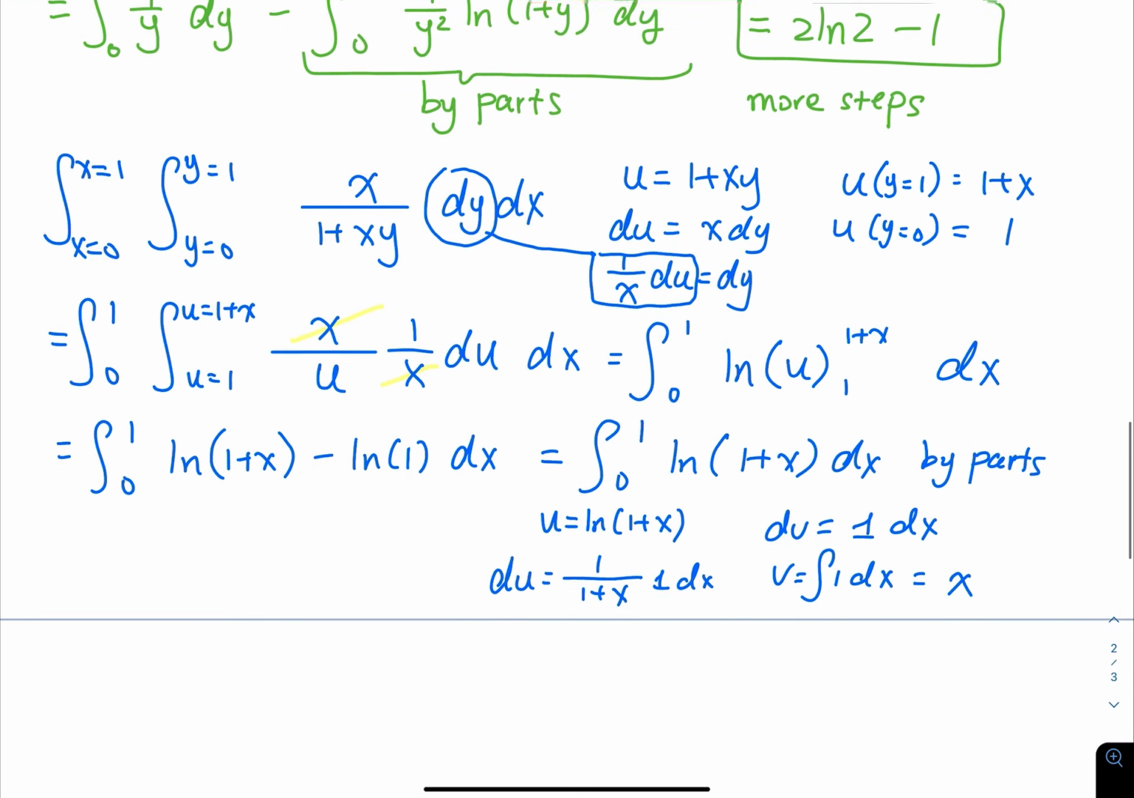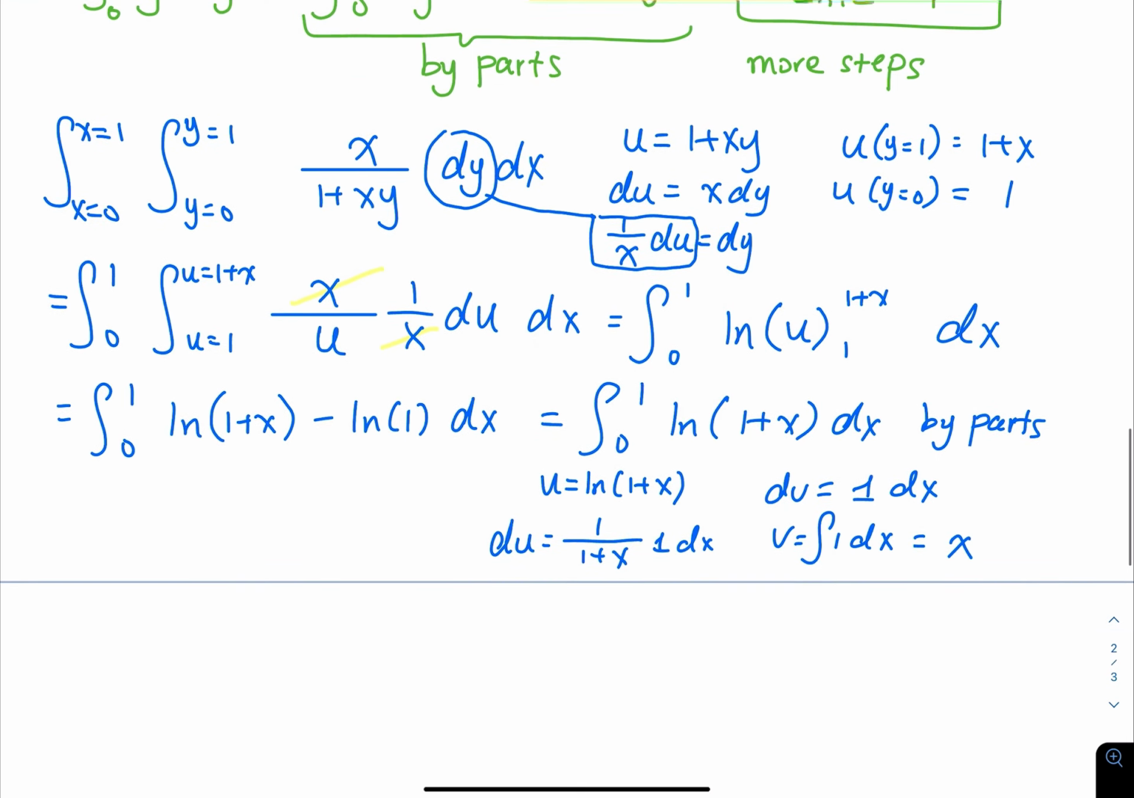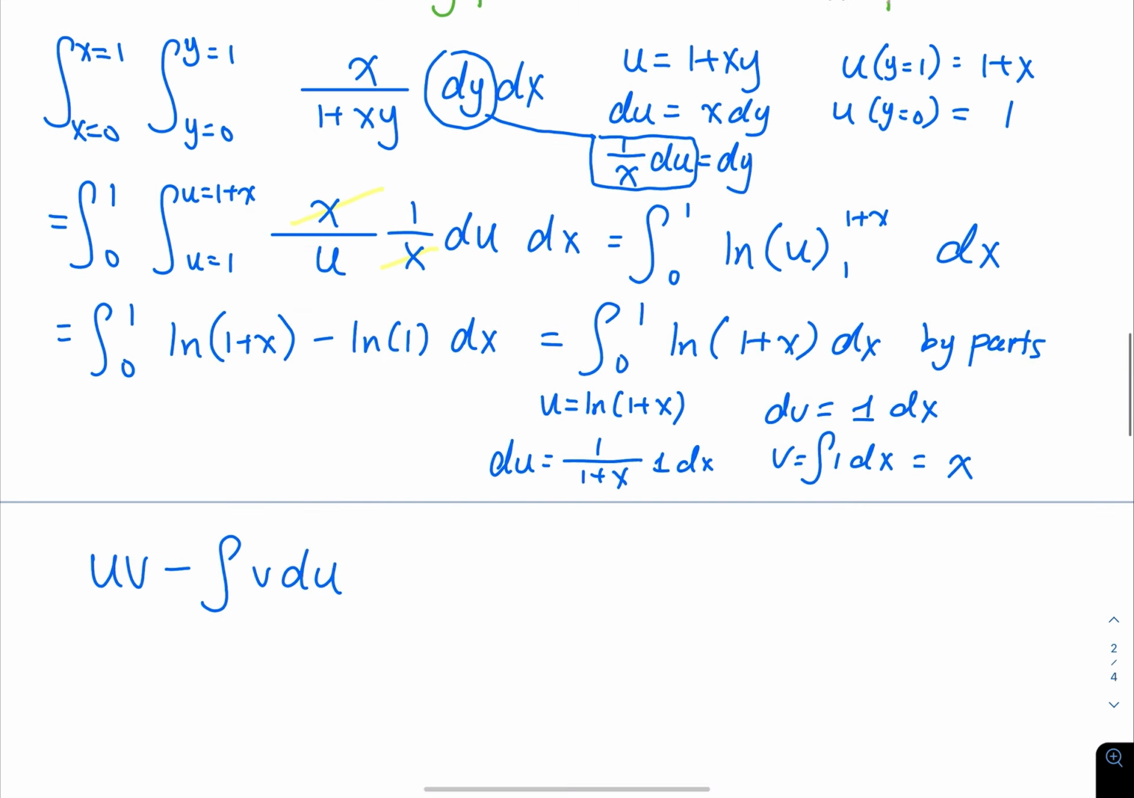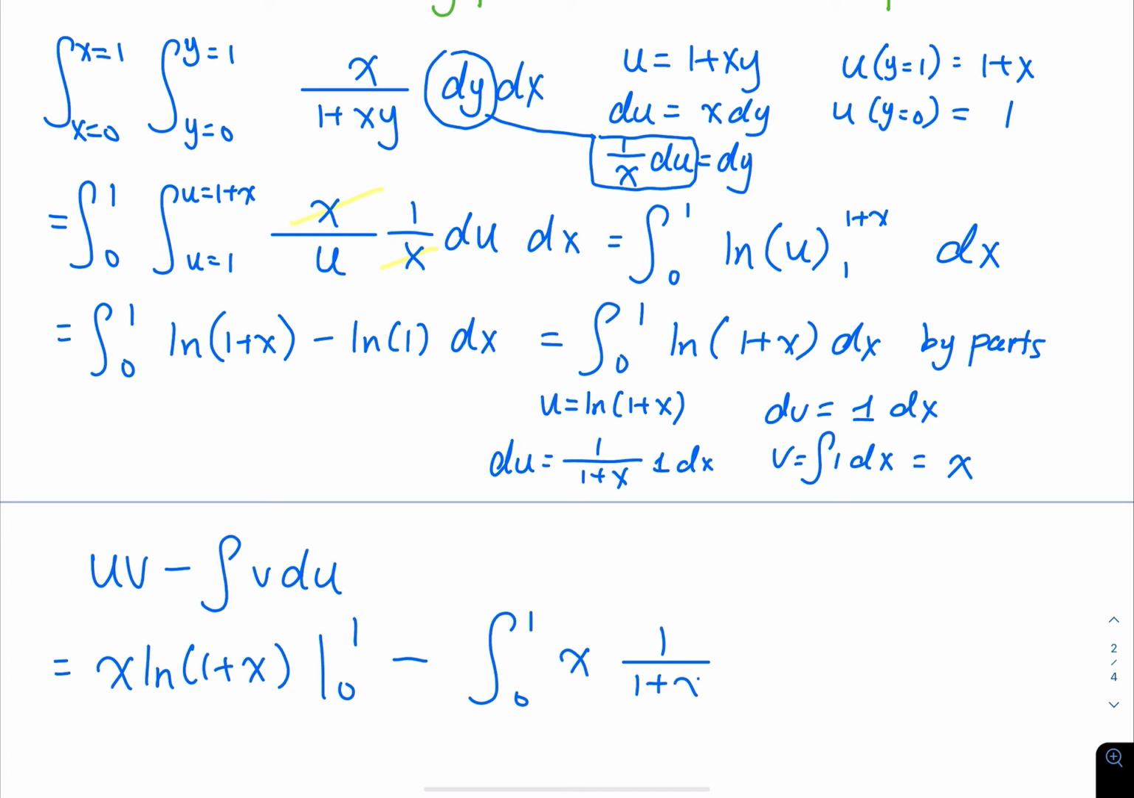And then you have uv minus the integral of v du. So uv is equal to x times ln(1 + x), where x goes from 0 to 1, minus the integral of v du. The v is x, the du is 1 over 1 + x, dx.